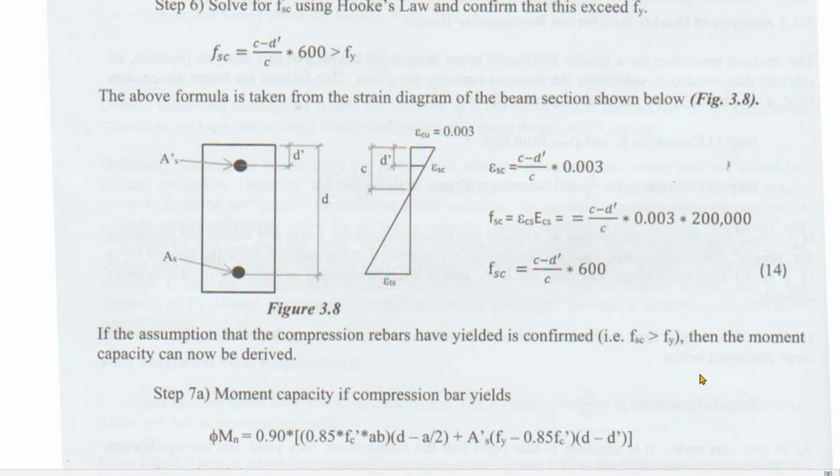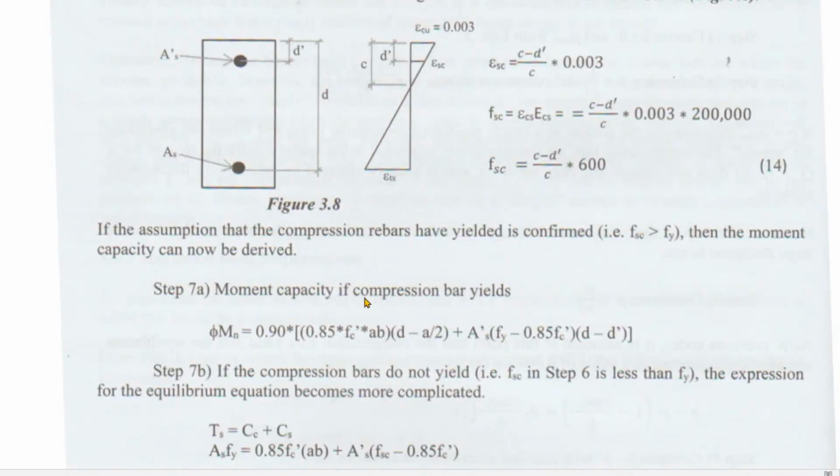Okay, so pag nag-yield, or ibig sabihin greater than your Fy, yung compression steel, okay, pwede mo nang solvein yung moment. Take note, ang assumption dito, laging nauunang nag-yield yung tension steel, okay? And then, dapat mag-yield na rin itong si compression steel, and then you can take the moment. Step 7a, moment capacity if compression bar yields. This is phi Mn is equal to 0.90 times the quantity 0.85 f'c ab times d minus a over 2.